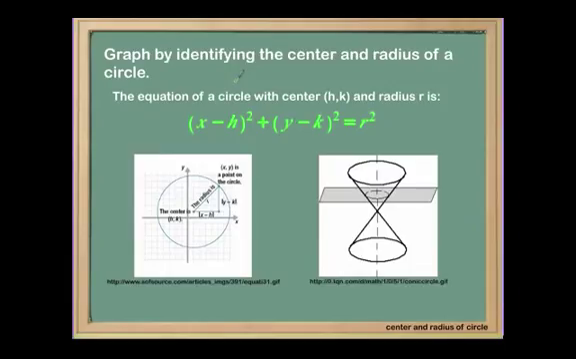In order to graph a circle, we need to first be able to pick out the center of that circle and the radius of that circle. In order to do this, we're always going to want to rely on our equation of a circle. The equation of a circle with center (h, k) and radius r is as follows. We have (x minus h) quantity squared plus (y minus k) quantity squared equals r squared.